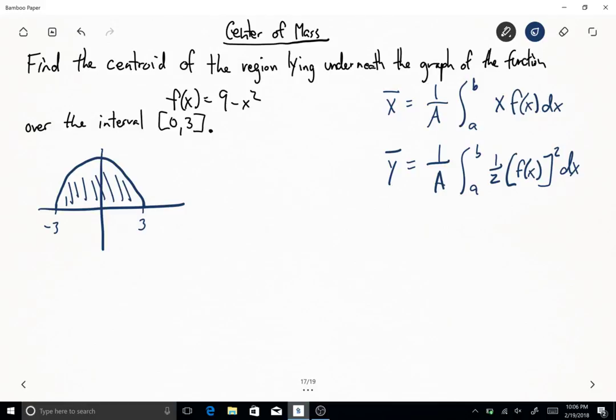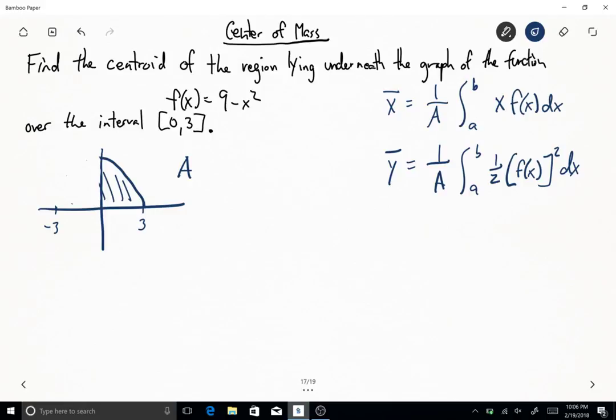Now let's find the center of mass. How do we go about doing that? Well, first off, we're going to need to find this A value. So what does A equal? Well, notice, oh, I'm sorry, I drew from negative 3 to positive 3, so this won't be quite as easy. My apologies. It should be from 0 to 3. So that's a little more fun.